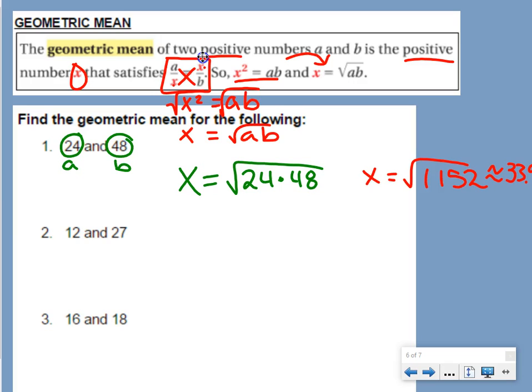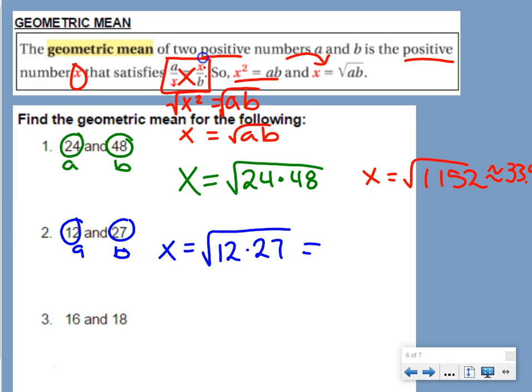So the second one, the geometric mean of 12 and 27. So we have our a and our b. So we know x equals the square root of 12 times 27. Again, big numbers. Feel free to use a calculator. 12 times 27 is 324. So we have x equals the square root of 324, which is approximately, it's not approximately, it is exactly 18. So we could say x equals 18.